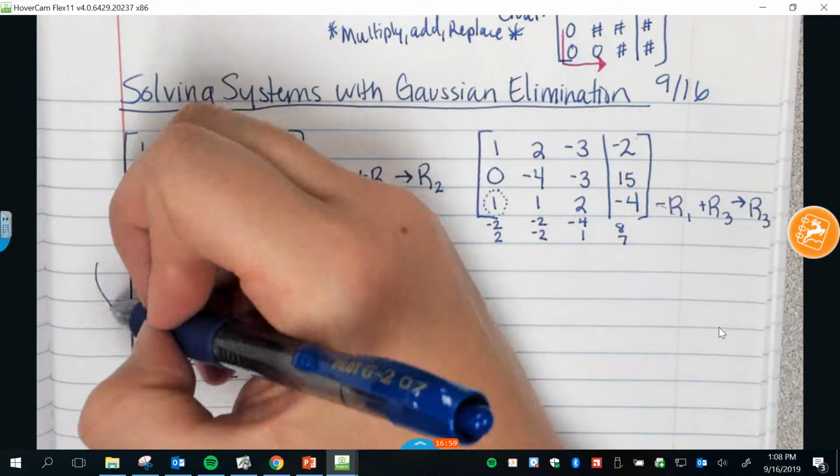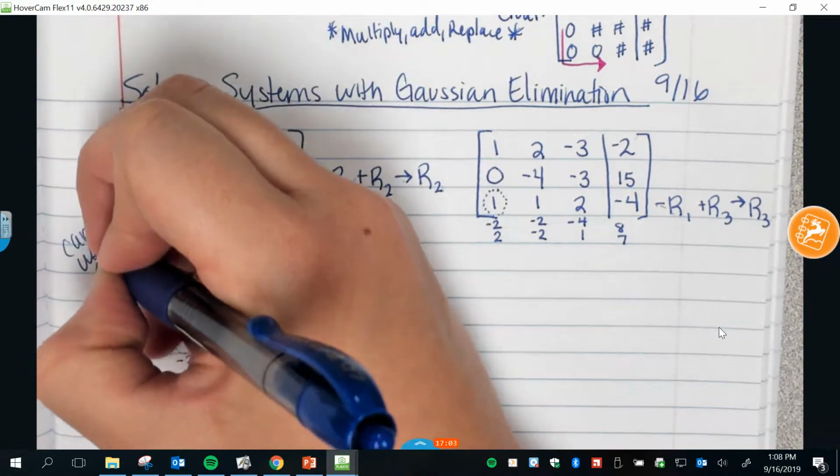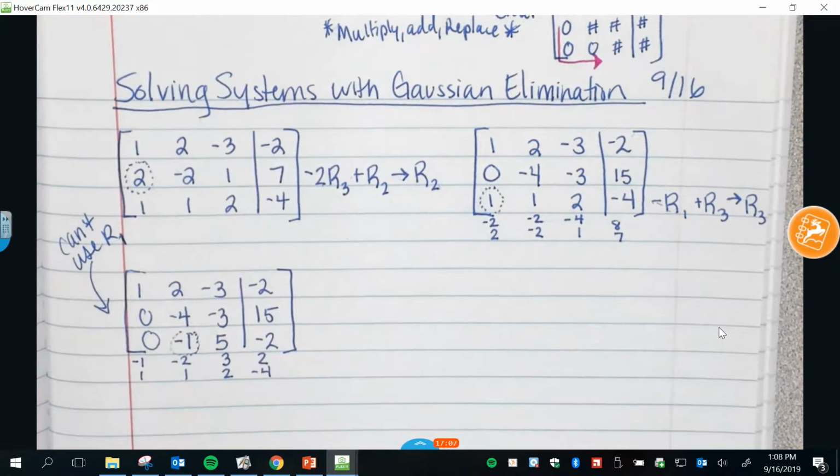So here's a good note. At this point, you can't use row 1. Maybe make that note to yourself.